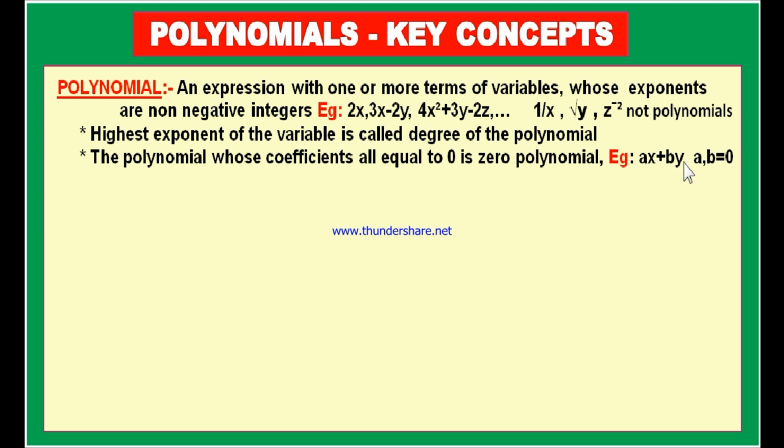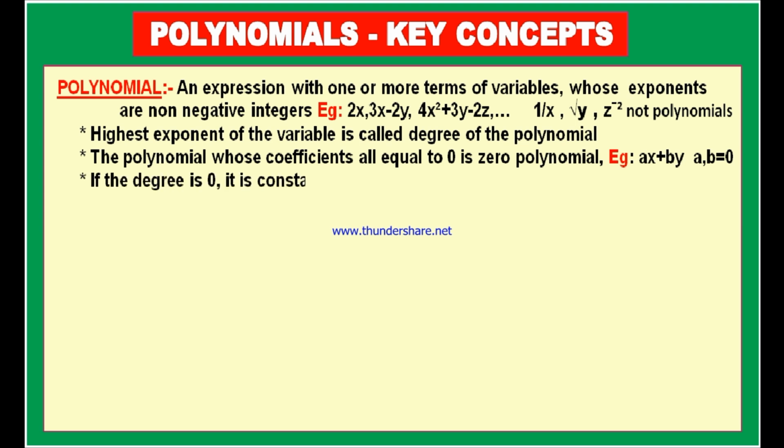If all the coefficients in any polynomial are equal to 0, you see, if the a value is 0 and the b value is also 0, such polynomials are called zero polynomials. A polynomial whose coefficients of all the terms are equal to 0 is called a zero polynomial. For example, ax plus by, where a and b both are equal to 0, is called a zero polynomial. Simply you can say that zero polynomial is nothing but 0. The value 0 is called zero polynomial.